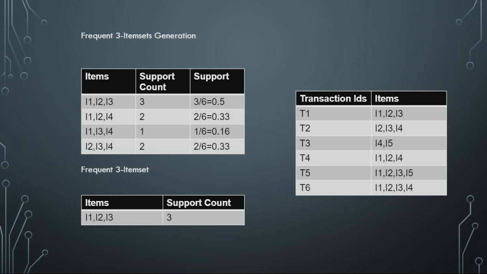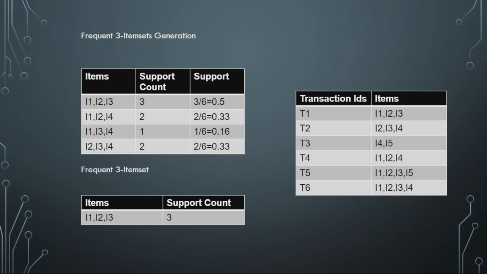We can see that there is only one case in which the minimum support value is satisfied, that is items I1, I2 and I3, which has a support count of 3, which is equivalent to the minimum support count that was required. Let's look at this in another way.